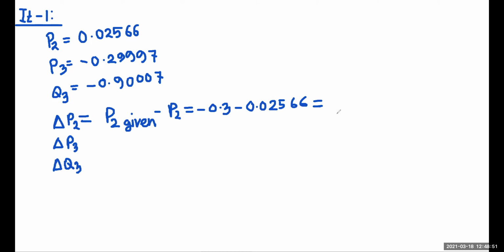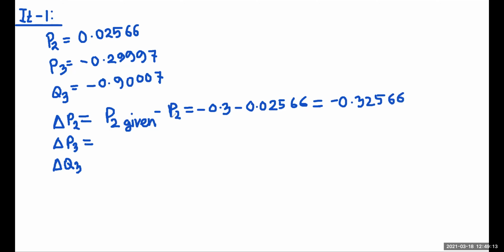So how much did you get? 0.3 minus 0.3, sir. 2.3256 minus 0.325. Something like this. What is your P3?